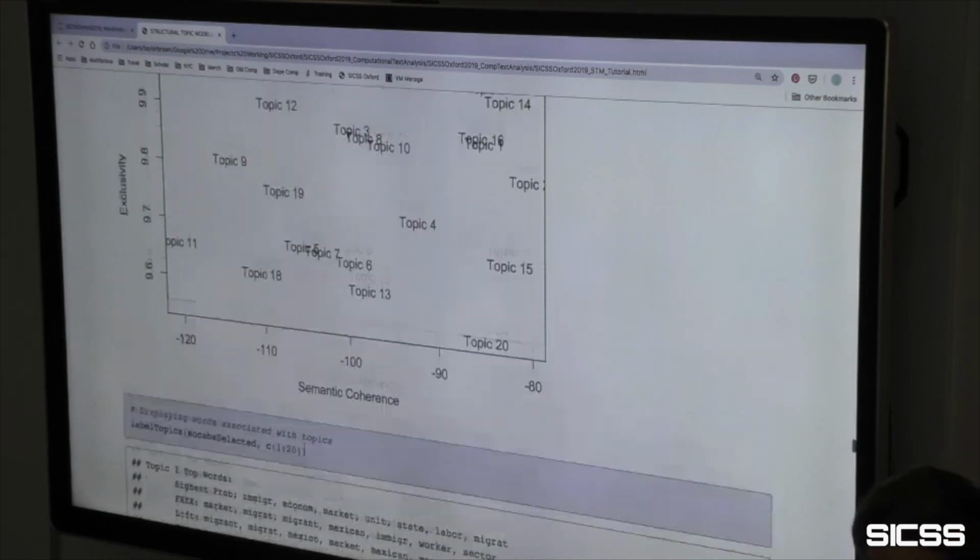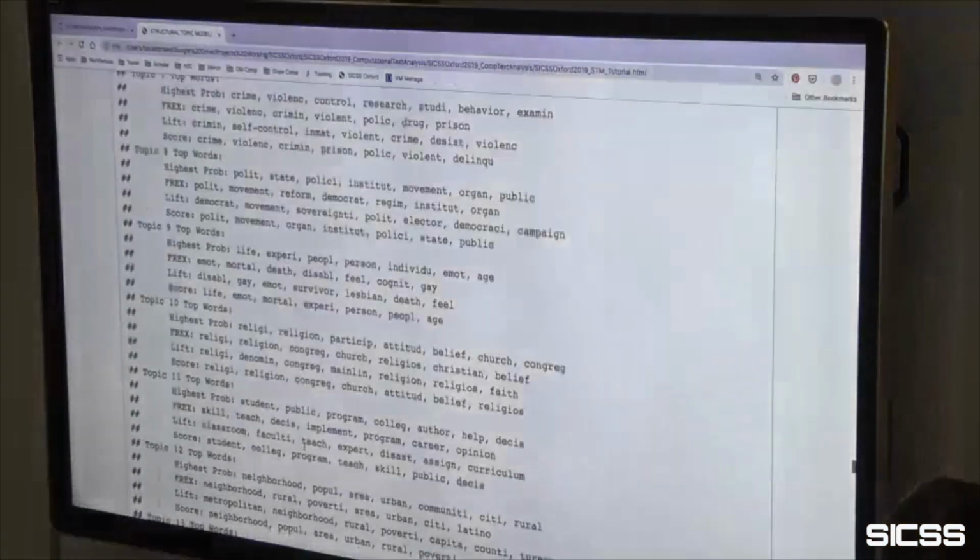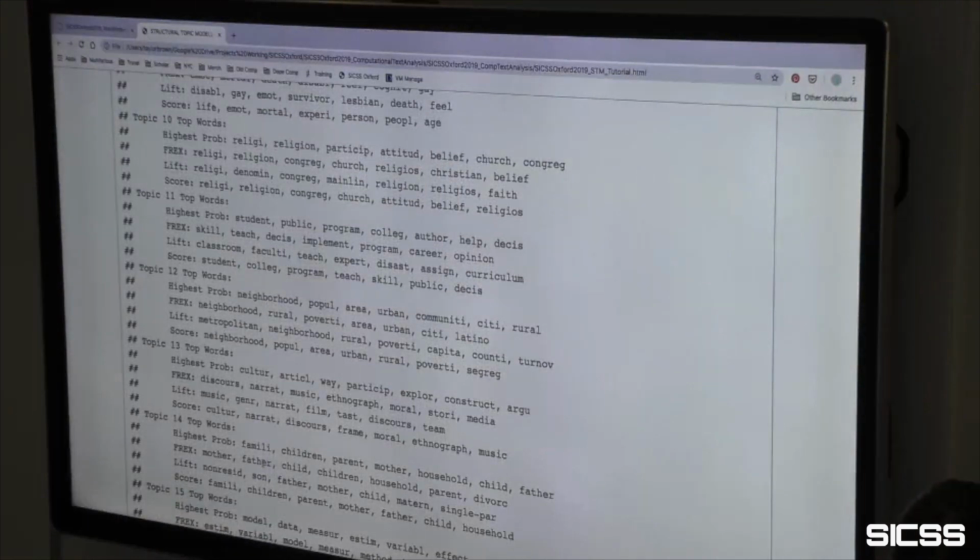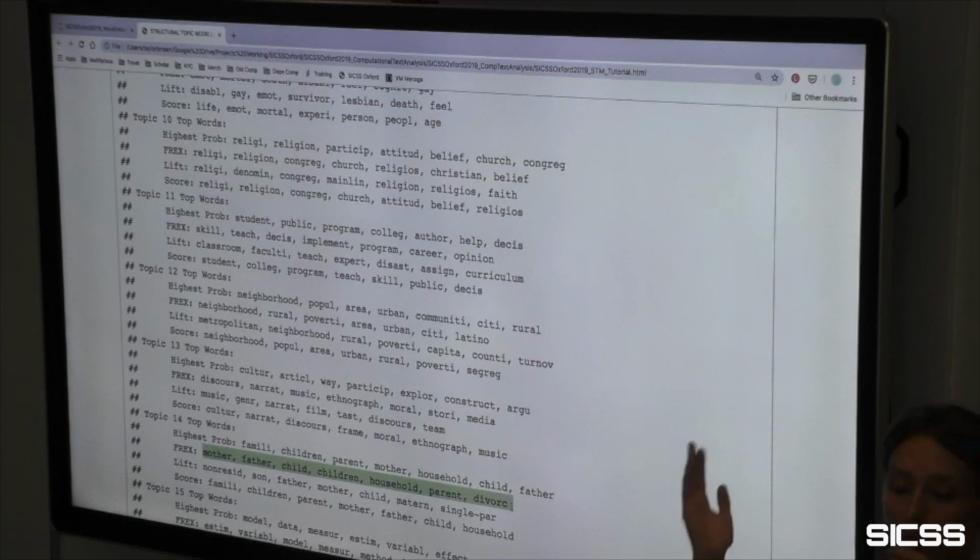Let's see, what was topic 14? So this one: mother, father, child, children, household, parent, divorce. That was good on both measures. That's a pretty clean topic.